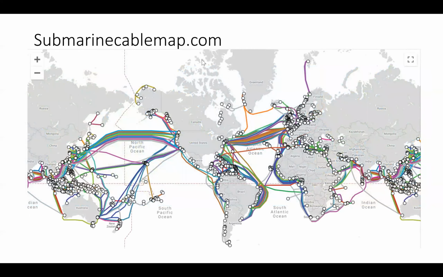So if you look at submarinecablemap.com, you can see where all the undersea cables are, and they're all over the place. There's a lot. You can see where there are a ton of them. It's pretty cool.